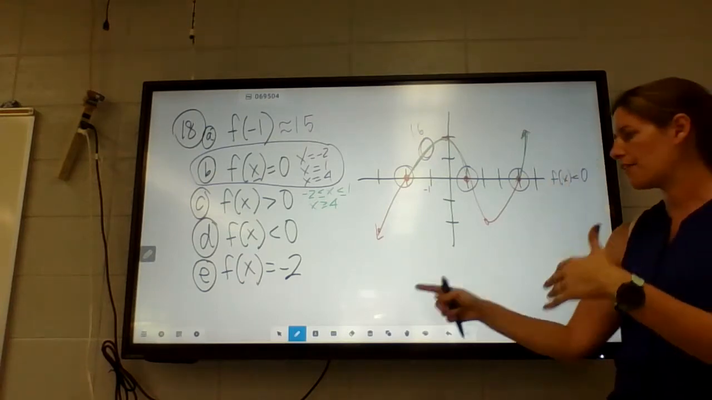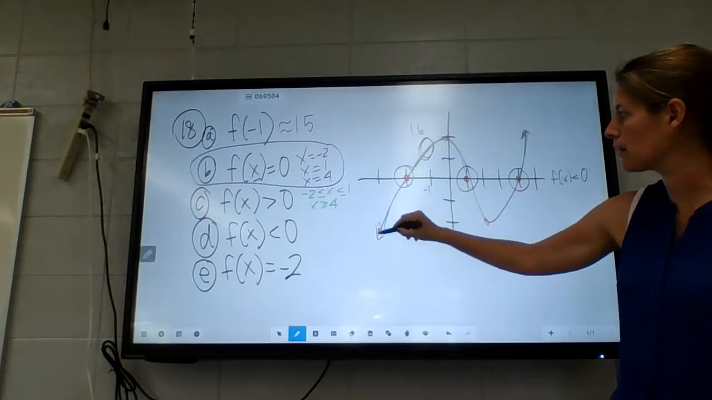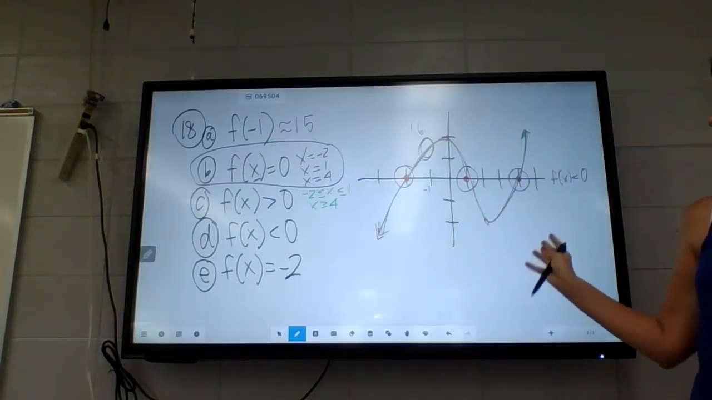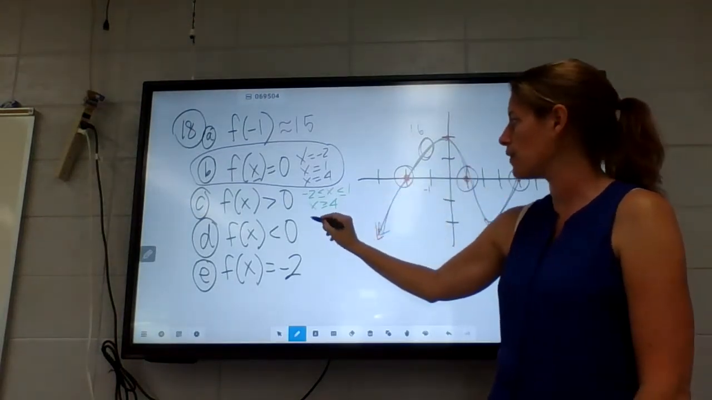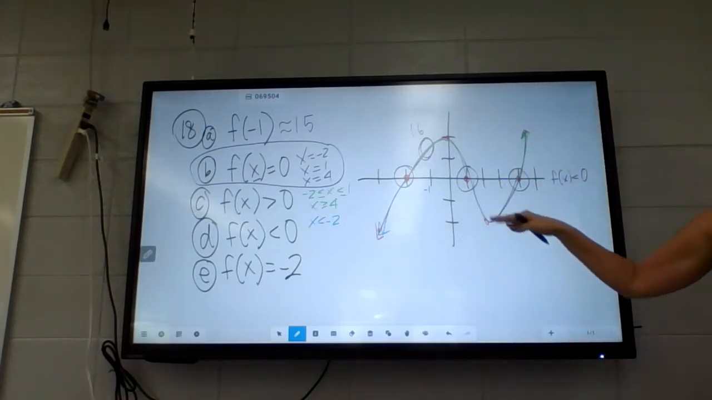Then below is the other half of this. So that's down here. So that's to the right here, so less than -2. And then in between 1 and 4.